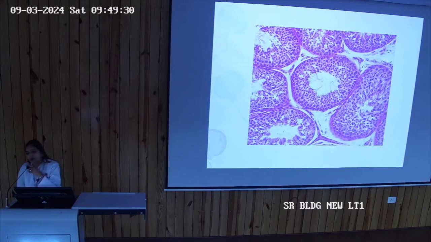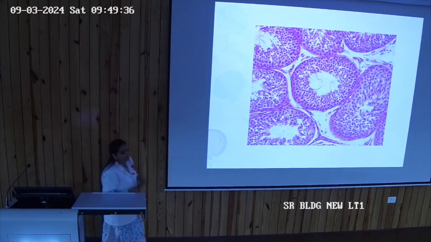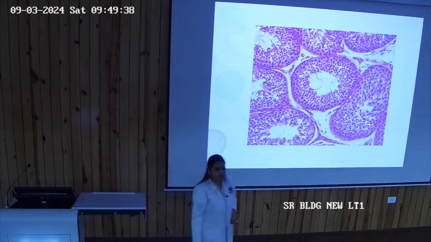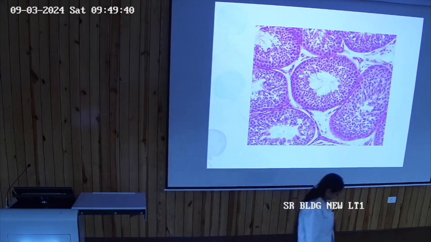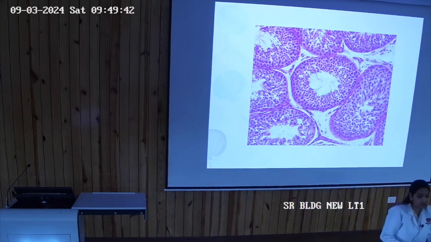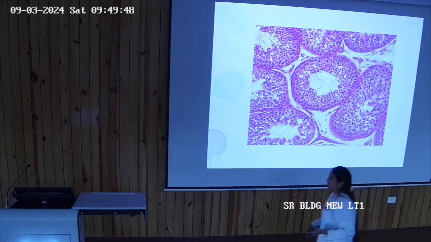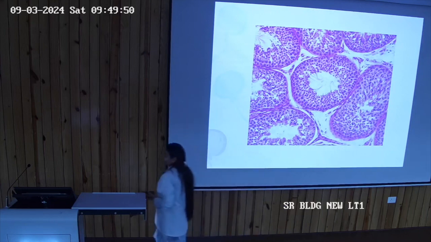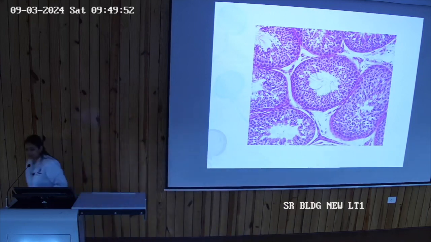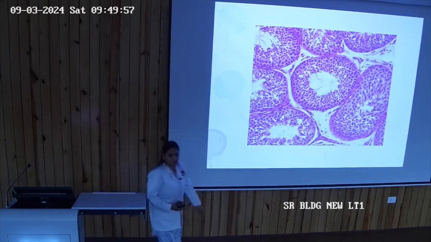This is the slide of, again, seminiferous tubule. Why seminiferous tubule? Quickly reply please. Which slide did I show you first? What is the time?